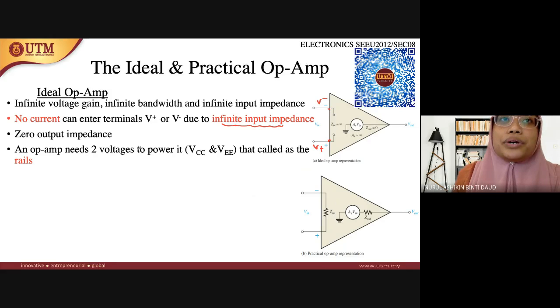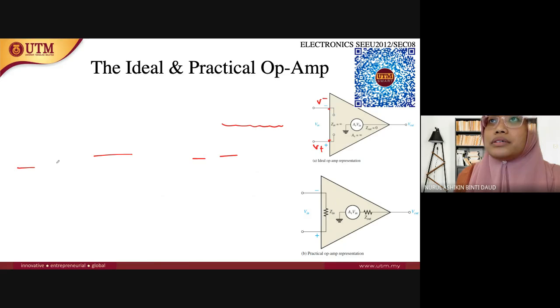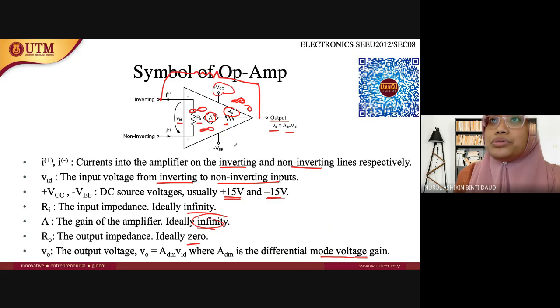So an op-amp needs two voltages to power it, usually VCC and VEE. These two DC supplies we call rails. Okay, we call this rails.